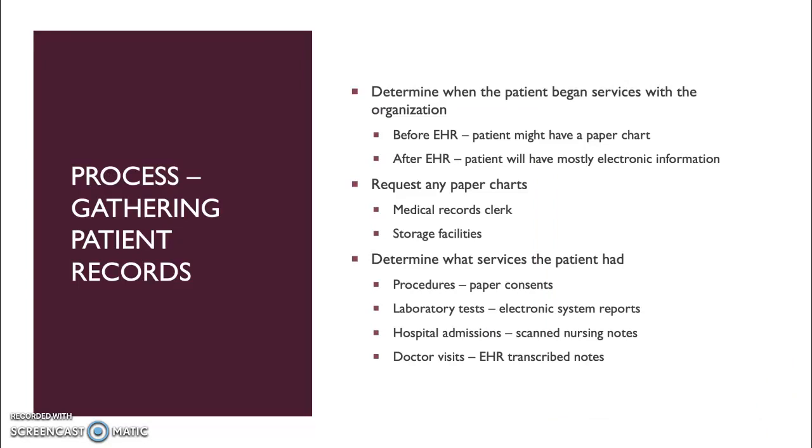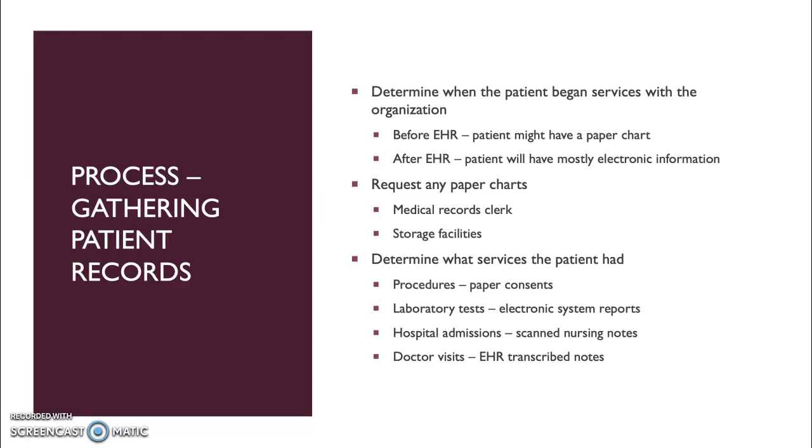So at this point, we've reviewed the subpoena and determined its validity and what information should be included. At this point, we'll be ready to start gathering the patient information. First, we'll start by determining when the patient began receiving services from the hospital. This will help us determine if the patient was seen prior to the transition to EHRs. If they were established prior to this transition, they will probably have a paper chart somewhere in the organization. And if they became established after this transition, they will likely have an electronic record.